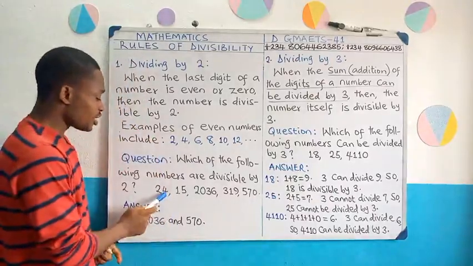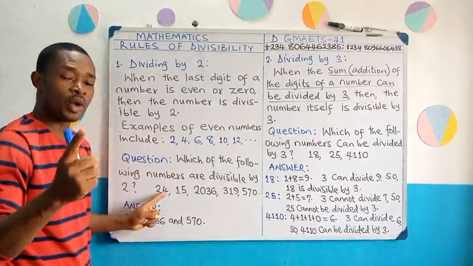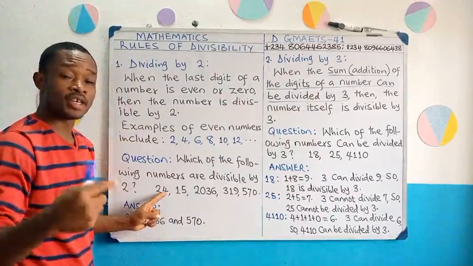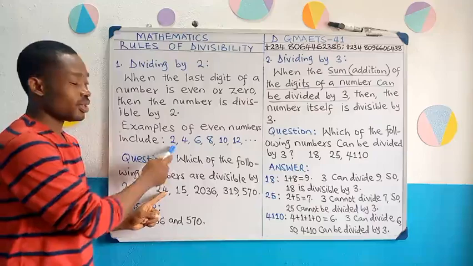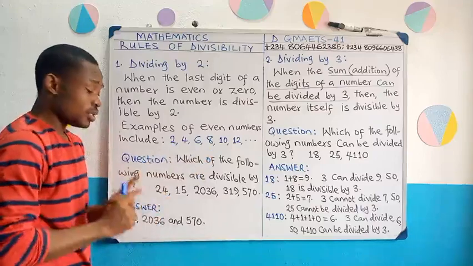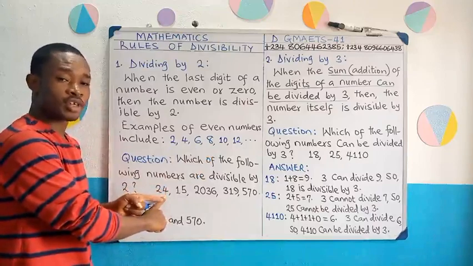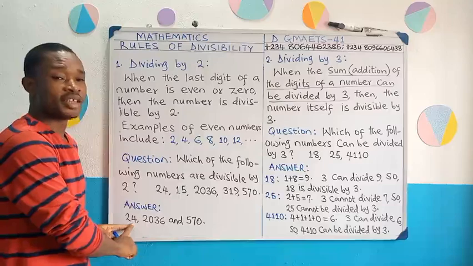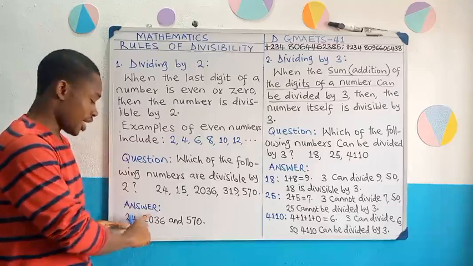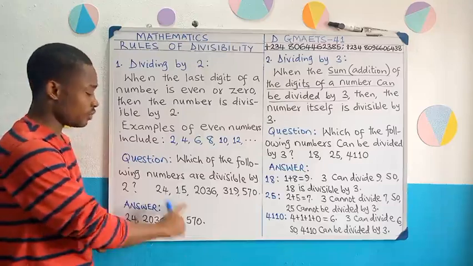24. The last digit of 24 is 4. Then we ask ourselves, is 4 an even number? The answer is yes. You can see it is part of even numbers. Since 24 ends with 4, and 4 is an even number, it means that 2 can divide 24. That is why under the answer here I wrote 24. 2 can divide it. Let's move on.